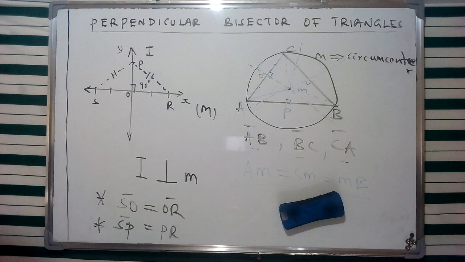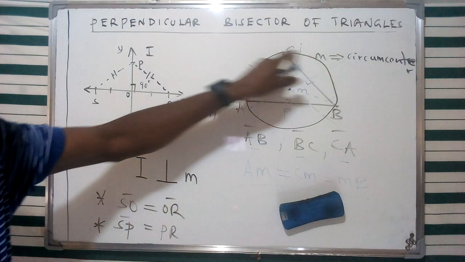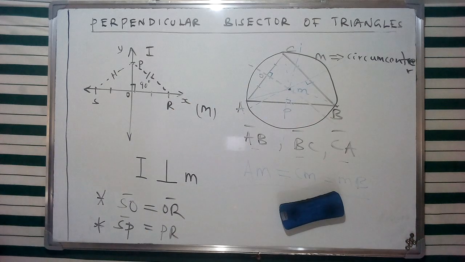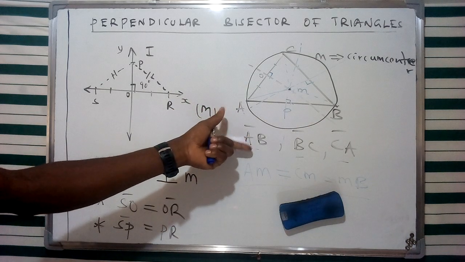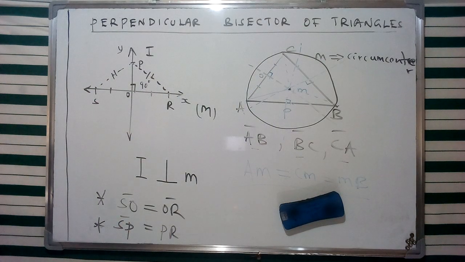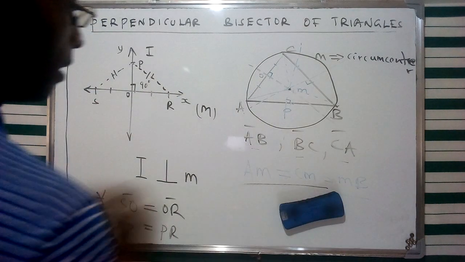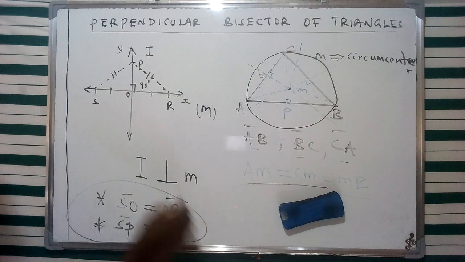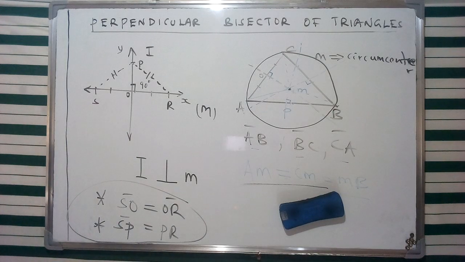And of course, it's going to be at the center of a circle that is going to surround these three particular vertices. So this is one of the characteristics of perpendicular bisectors that we're going to encounter in triangles. And of course, as I've mentioned the various characteristics, I hope that we are going to apply them appropriately in case we come across them in our various discussions.